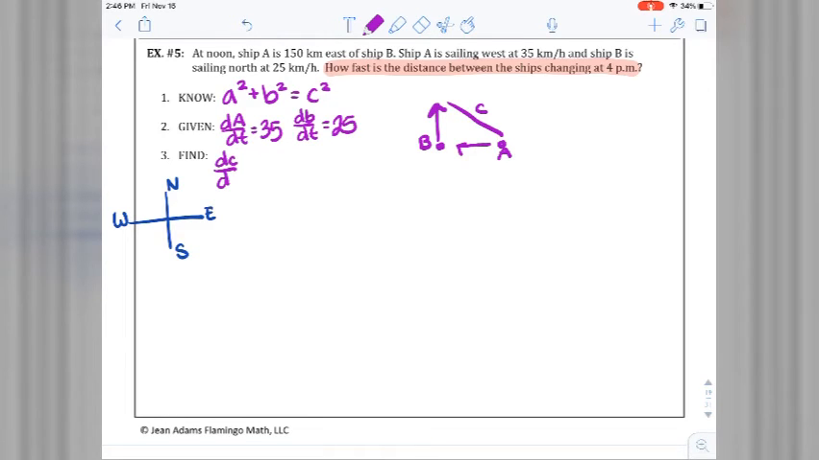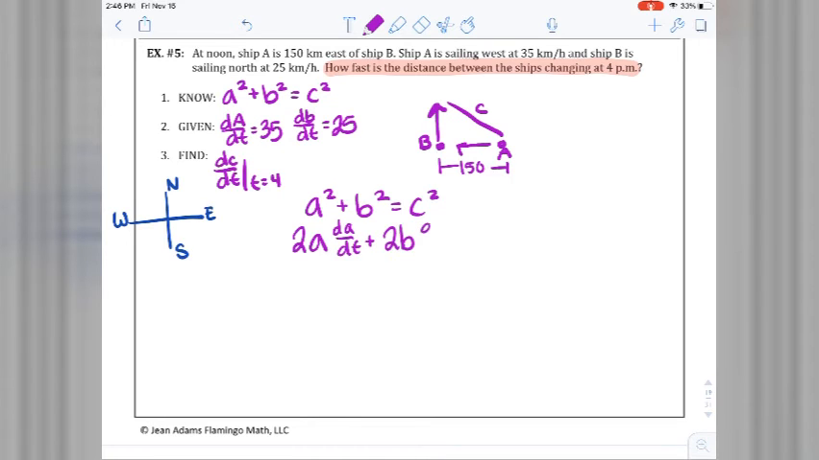We still want to find dC/dt when t is 4. Okay. So we know also that they started 150 kilometers apart, so we're going to use that later. So if we just do our A squared plus B squared equals C squared, okay, we get our 2A dA/dt plus 2B dB/dt, and it'll be 2C dC/dt.